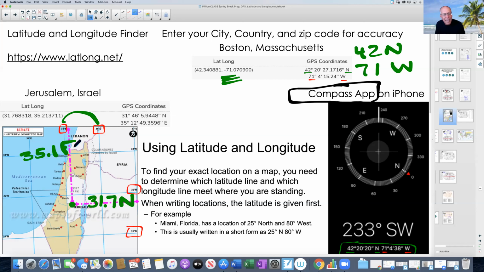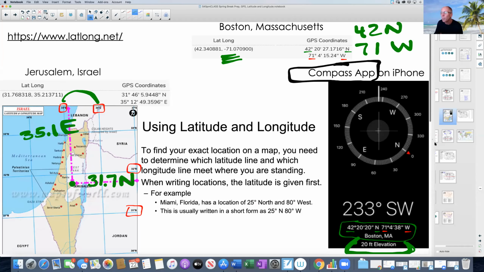So that's 35.1 east. Now, who can explain to me, I've unmuted everybody now, who can explain to me why Israel is 35 east and not 35 west? Who can explain that? Why is Israel considered east? Ian, go for it. Because it's on the east side of the prime meridian. That's exactly right. Now, 35 degrees, guys, you know that that's not that far from the prime meridian. So Israel is pretty close to the prime meridian.